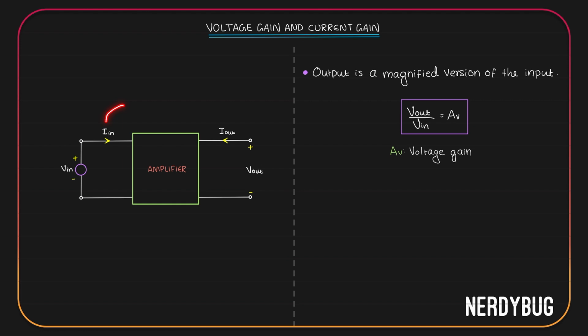We have the input current over here and the output current over here. We can even take the ratio of the output current to the input current and call it AI. AI will be our current gain.